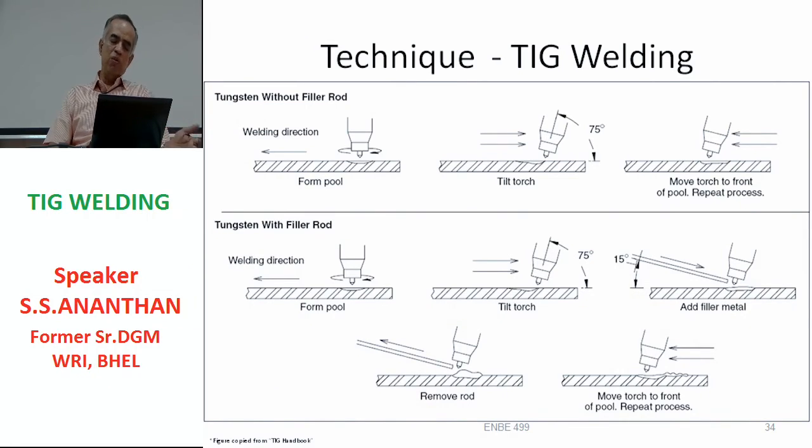Now if you see the second one, TIG welding with filler wire, again the starting is very similar to the previous one. That is, the torch is vertical. Then a sufficient molten pool is created by rotating the torch around a larger area. Once the sufficient molten pool is created, you add the filler wire according to the requirement. It is added to the molten pool at the edges, and this process is continued till the end of the weld.